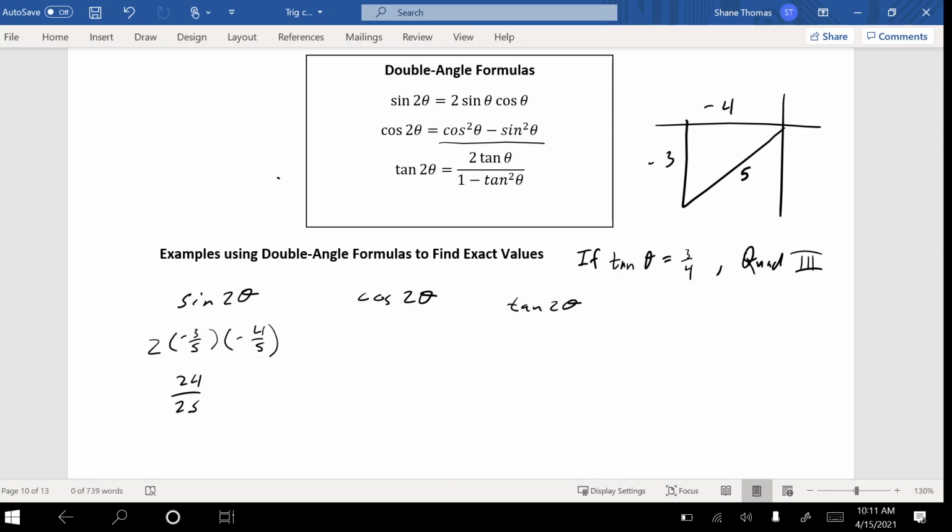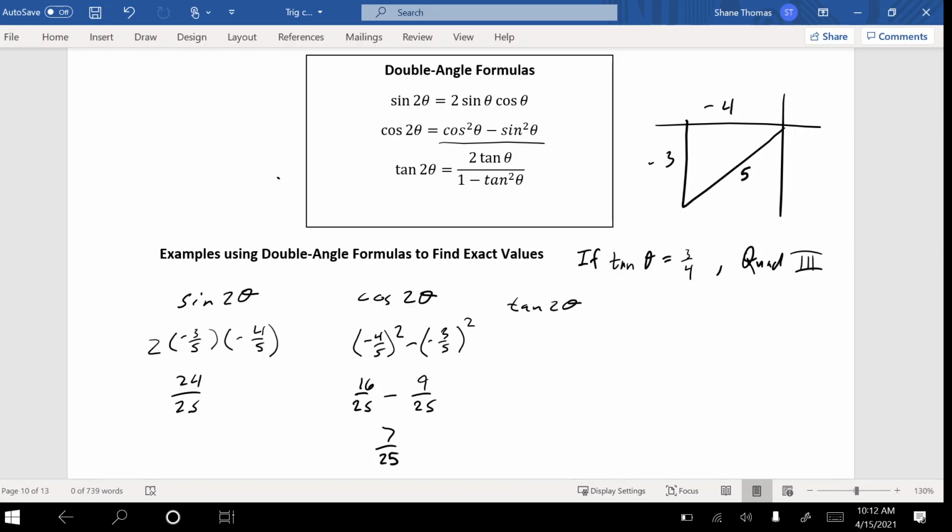Okay. Second one, cosine. We have cosine squared. So the cosine, we already talked about that. That was negative 4/5 squared. Minus, what's the sine again? Negative 3/5. Okay. So I square the top, square the bottom. Looking at 16 over 25 minus 9 over 25. Agreed? 16 minus 9 is 7. 7 over 25. How many people got that one? All right. 2 for 2 so far.